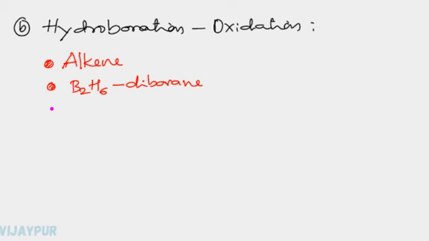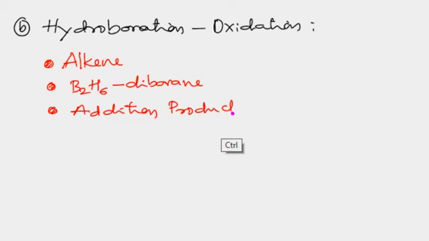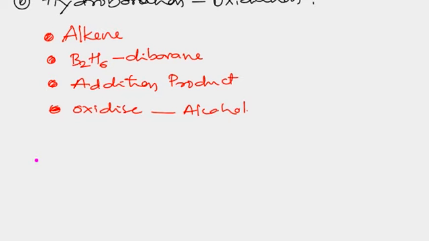And after the reaction, we get here some addition product. Okay, and that addition product we have to just oxidize to get alcohol. Then we have to oxidize to get a product. That product is alcohol here. Some noticing points are there here. We'll discuss very deeply for this reaction. So let's see the reaction, what is there.